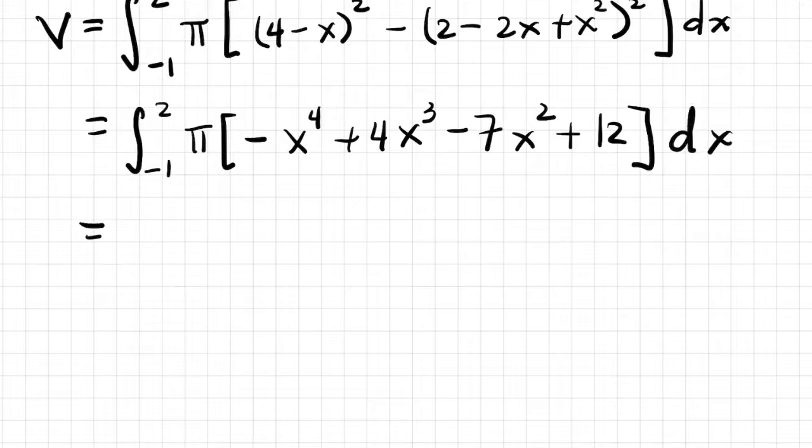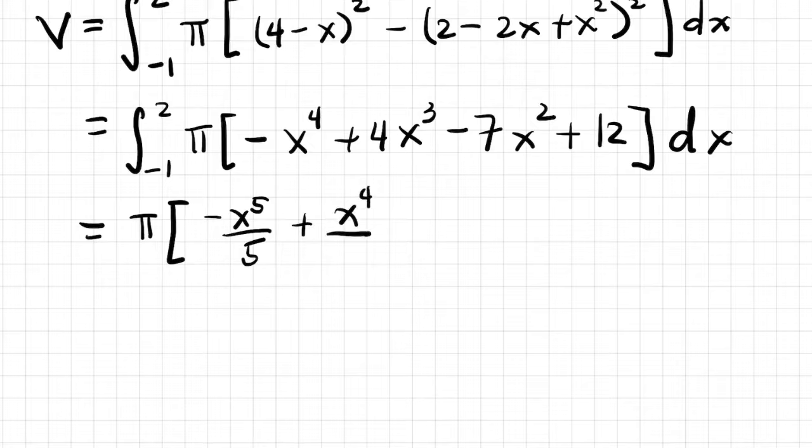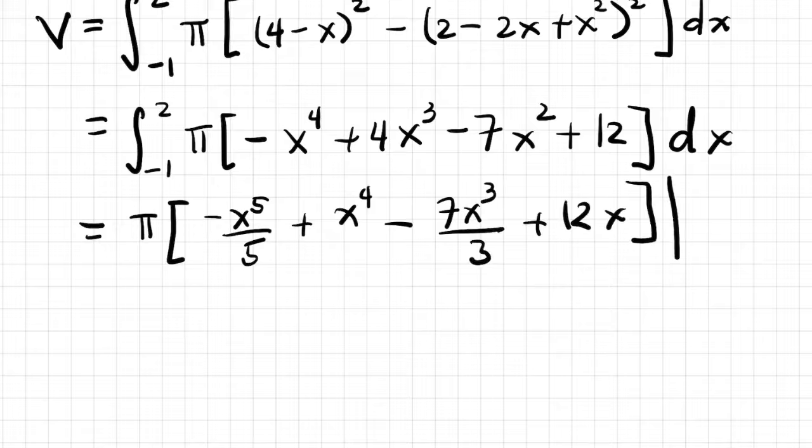So this is equal to pi times the quantity. So the integral of negative x to the 4 is negative x to the 5 over 5 plus the integral of 4x cubed, which is x to the 4, minus 7x cubed over 3 plus 12x. Now this is evaluated from x equal to negative 1 to 2.